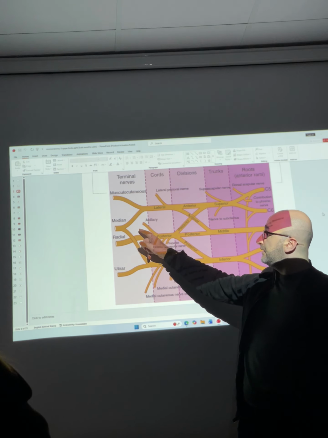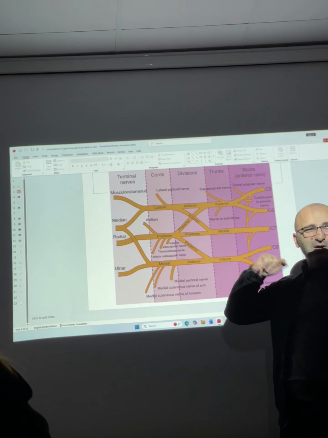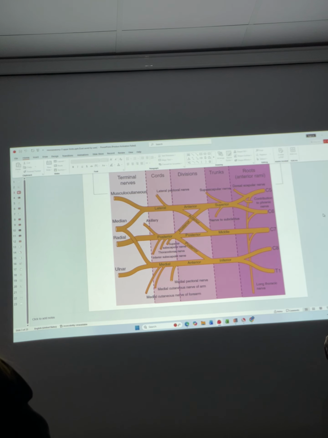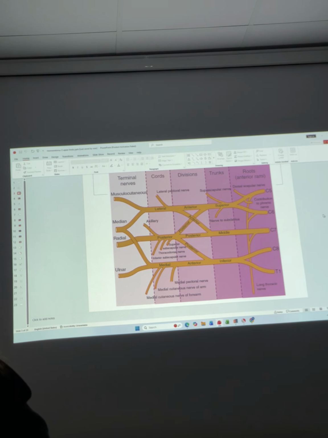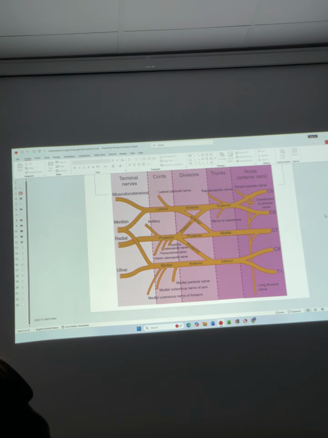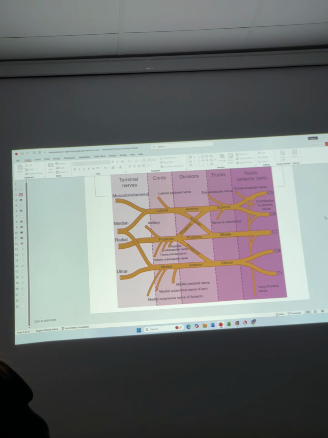Musculocutaneous, median, radial, and the ulnar. Now, if you easily understand the name, you can easily understand everything. Question to you. Musculocutaneous. Musculo means what? Muscle. Cutaneous? Layer. Skin. So this nerve has which type of innervation? Skin and the muscle. Did you understand?